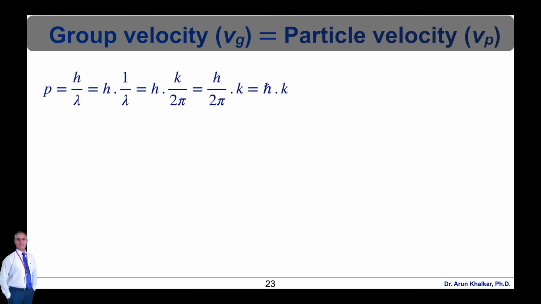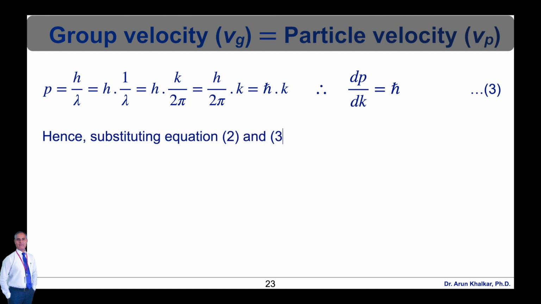Now by using de Broglie's wave equation, that is lambda is equal to h upon p, we can write p is equal to h upon lambda, that is equal to h into 1 upon lambda. So that is equal to h into k upon 2 pi. Therefore, we get h upon 2 pi into k, whereas h upon 2 pi is nothing but h bar. So p is equal to h bar into k. Therefore, we can write dp by dk is equal to h bar. So this is equation number 3.